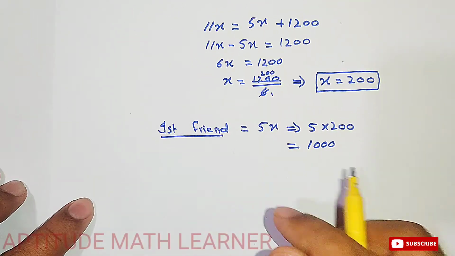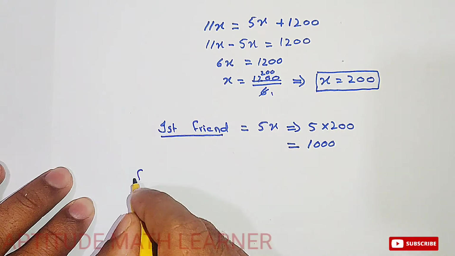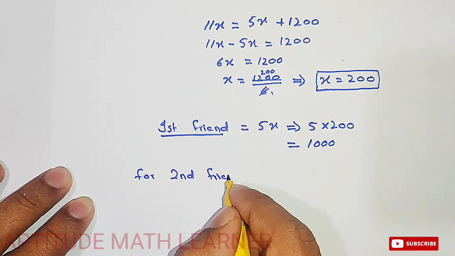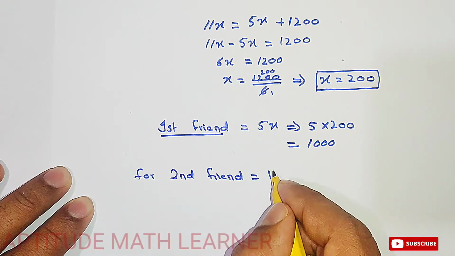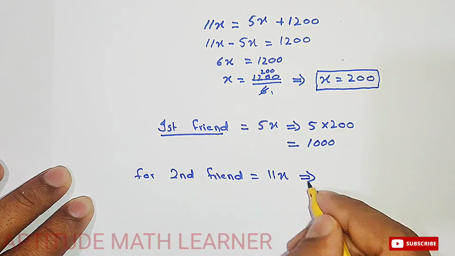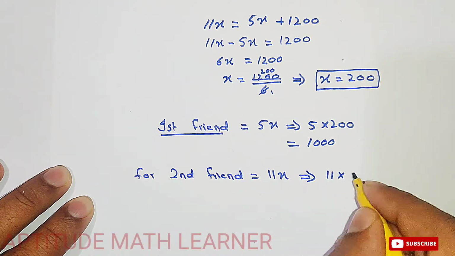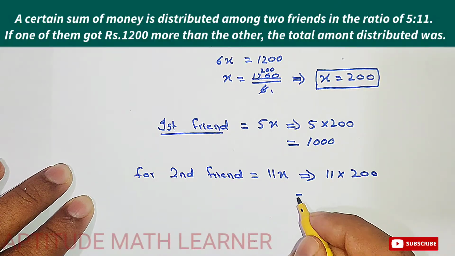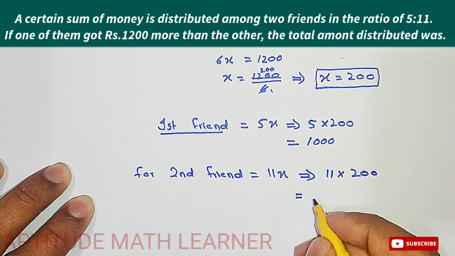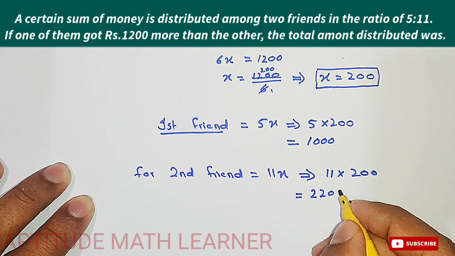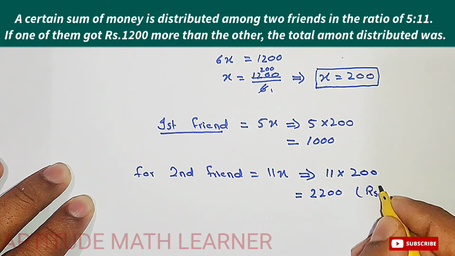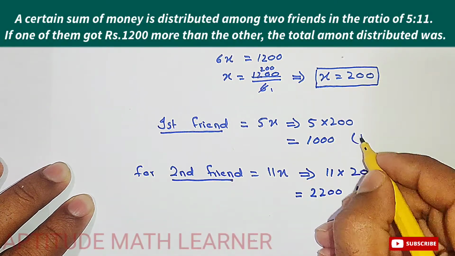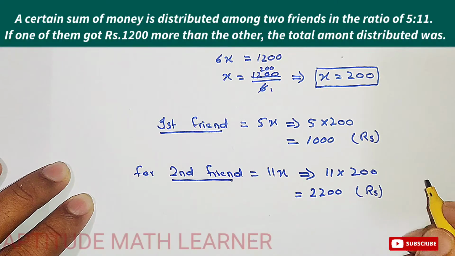And now for the second friend, that was in the ratio 11x, and for this 11 multiplied by 200, where 200 is the value of x. How much does this become? This becomes 2,200. So these are the rupees, the share for the second one, and this is the share for the first one.